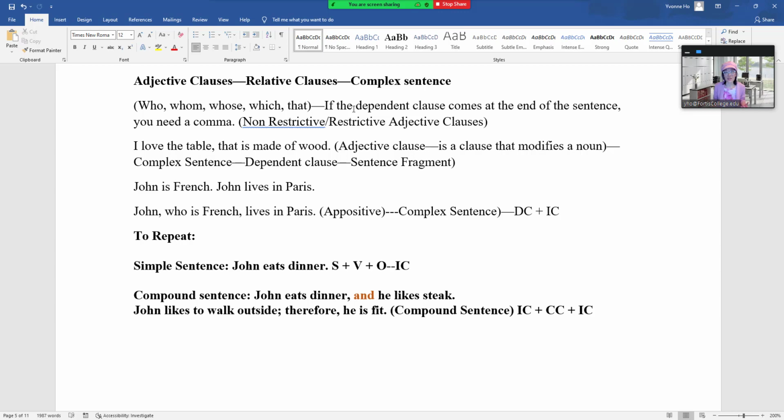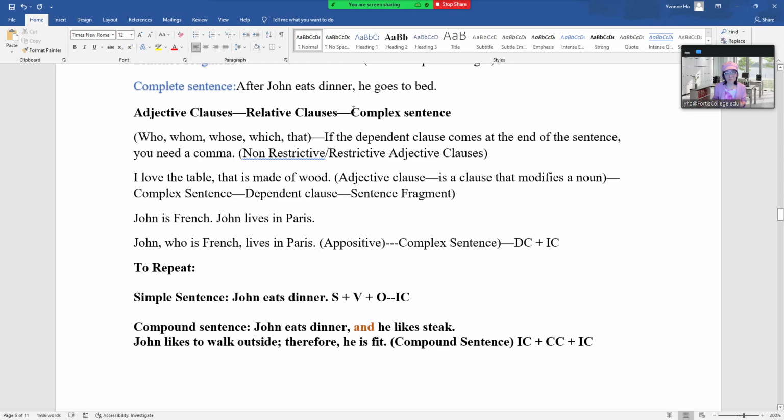So basically, in this video, you learned that you've got the simple sentence: subject, verb, object. You've got the compound sentence, where you've got an independent clause, fanboys with one comma before the fanboys, and then another independent clause. And the third kind of sentence, which is what we're doing here, is the complex sentence, in which you have a dependent clause together with an independent clause. It's a dependent clause fused with an independent clause to become a complex sentence.